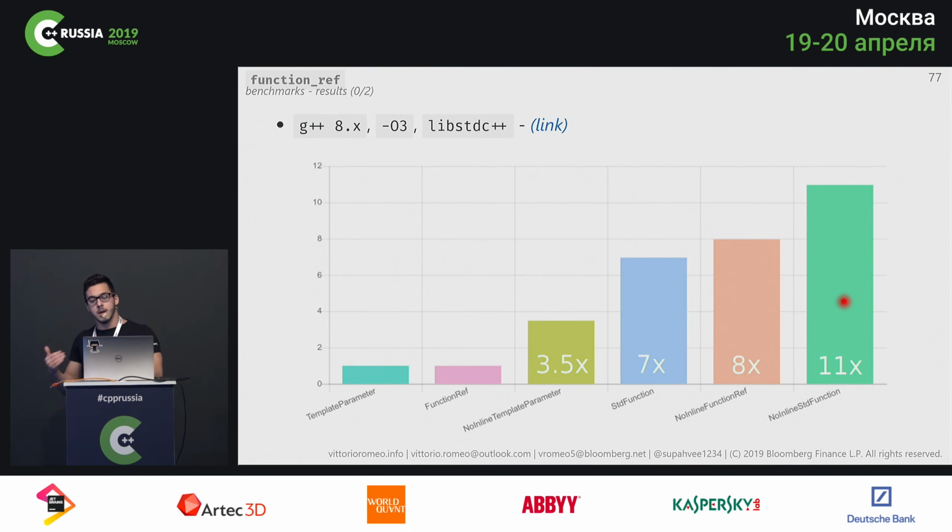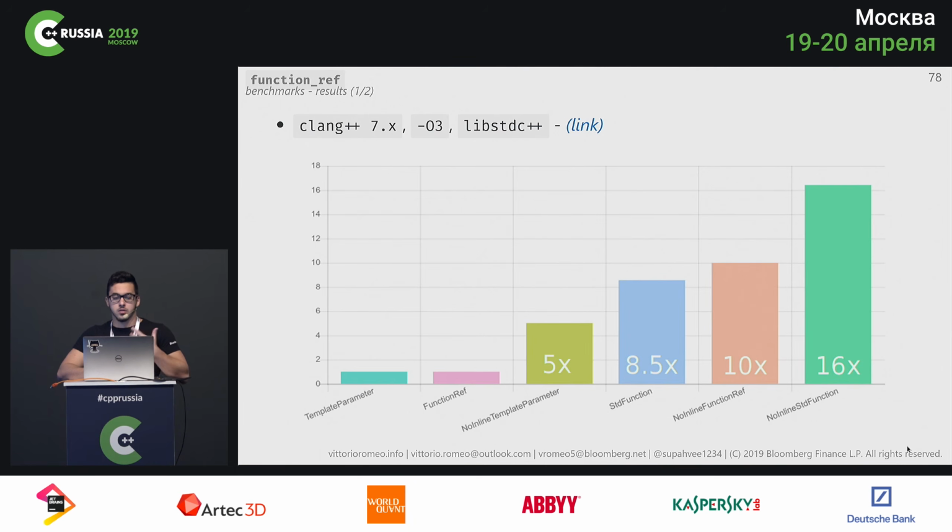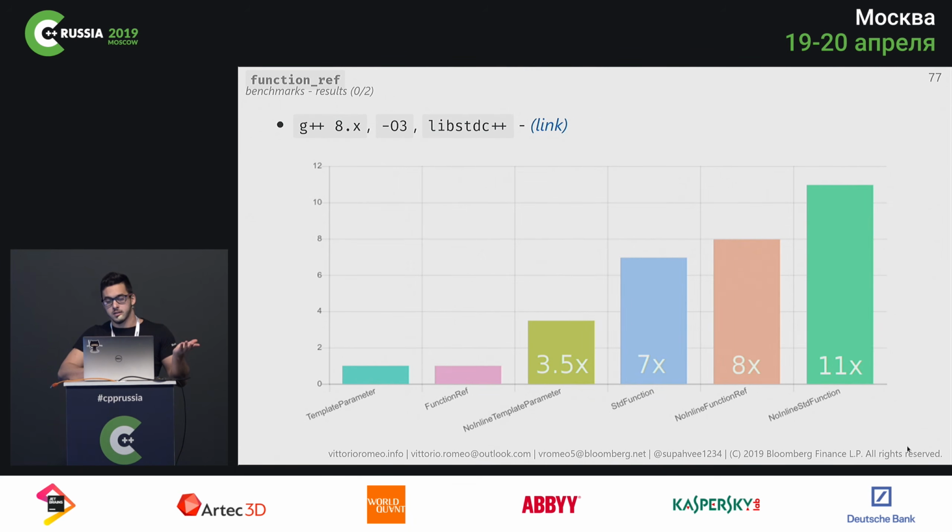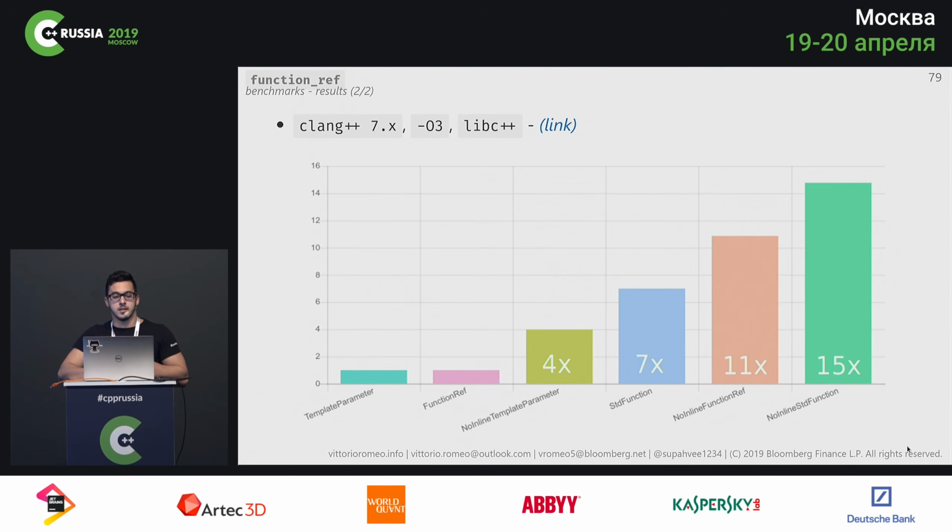Function ref is 8 times slower than template parameter, but a std::function is 11 times slower. So even without inlining, there is still a significant benefit in using function ref. All the results are consistent. This is GCC 8.x, this is Clang, and this is Clang with libc++. And the hierarchy is always the same.